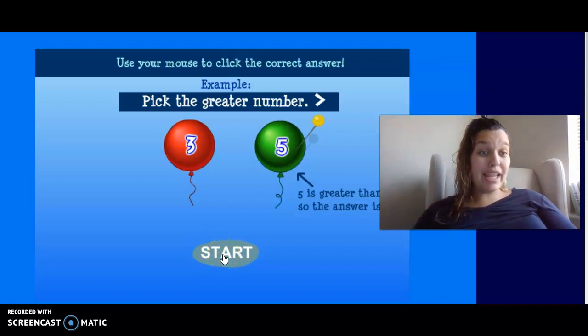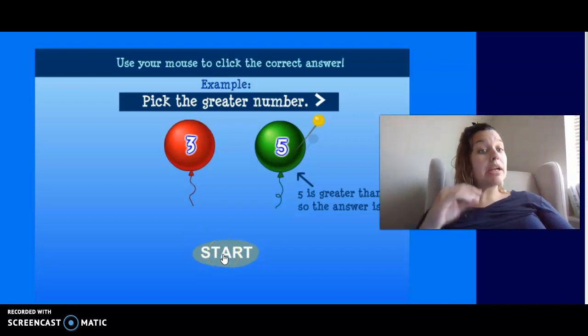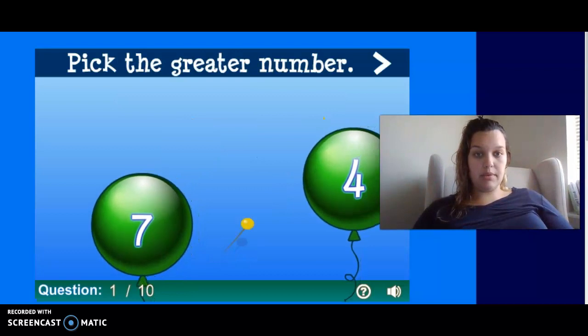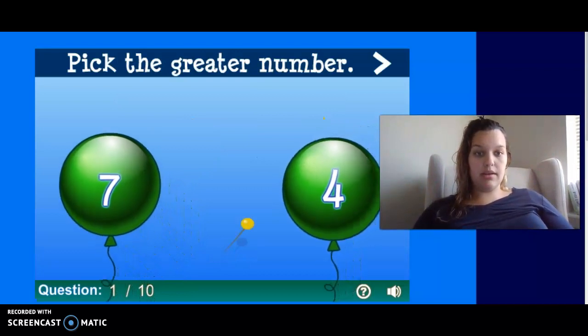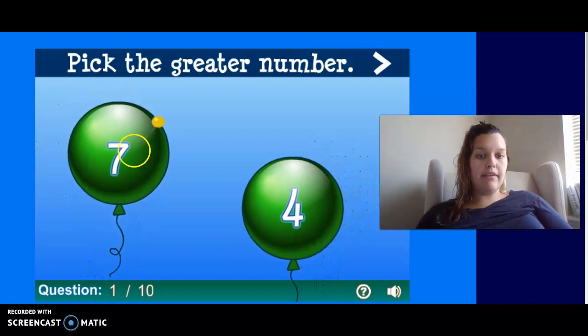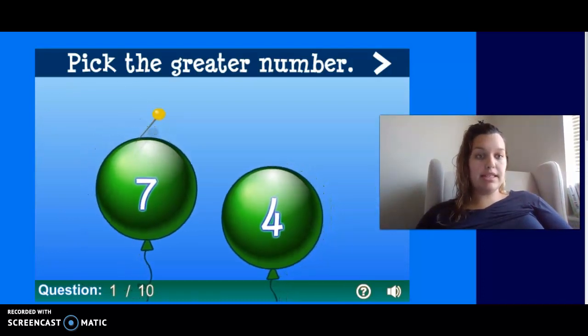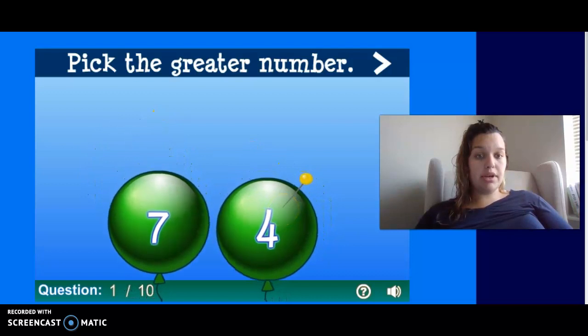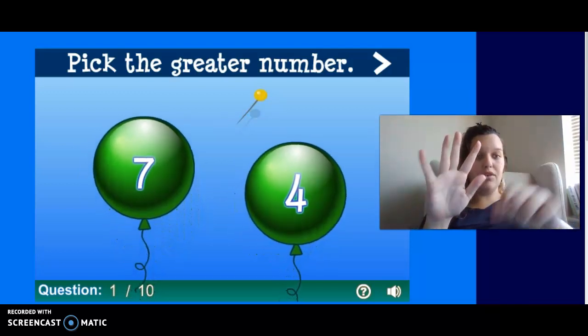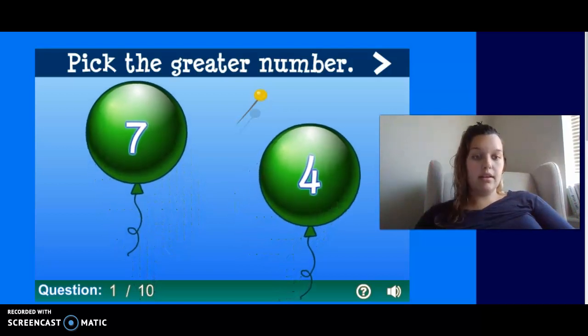Okay, so for today, we're going to play a little game. We're going to be given some numbers, and we have to figure out which one is greater or which one's bigger. Okay? Here we go. So we have to pick the greater number. We have this number here, which is 7, and this number here, which is 4. So we have 7 or we have 4.